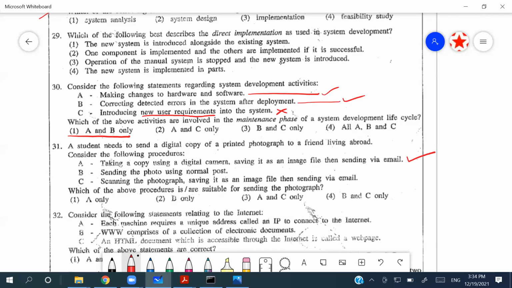Sending the photo using normal post. Now, they say the student needs to send a digital copy. A digital copy means a soft copy, right? So sending the photo using normal post is going to give you a hard copy, not a soft copy. So for that reason, it is wrong. Scanning the photograph, saving it as an image file, then sending it via email. Yeah, that is possible. So it is A and C only. Right? So digital copy means, always remember, they are talking about soft copies.